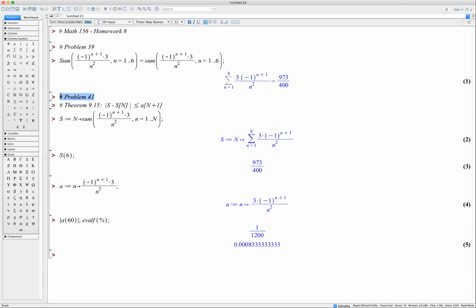Okay, so for problem 39, this was the series. Theorem 9.15 says that for any series, the nth partial sum approximates the sum of the infinite series with a remainder, or an error, no bigger than the absolute value of a_(n+1), right? That's theorem 9.5. So in this case, I want the series (-1)^n over n factorial. So let me just change that.